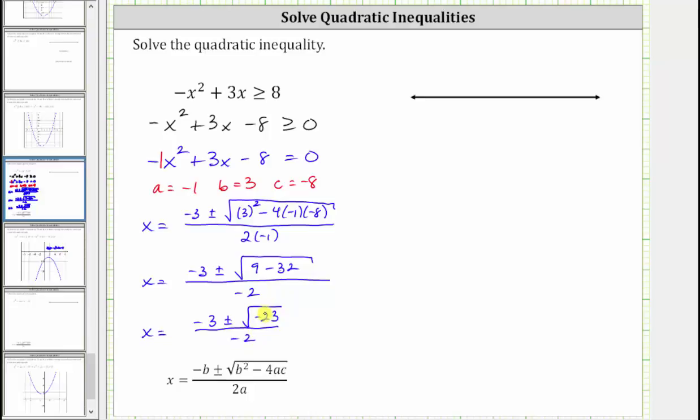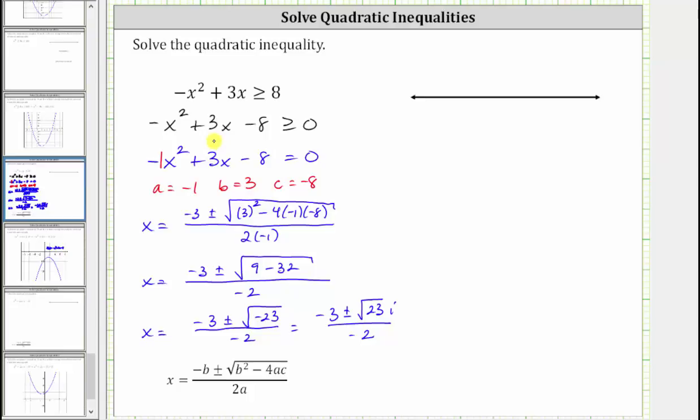Notice how the radicand is negative, and therefore the square root of negative 23 is imaginary. Remember, the square root of negative 1 is equal to i, and therefore this simplifies to the quantity negative 3 plus or minus i square root 23, or square root 23 i, all divided by negative 2. So notice how here the solutions to the equation are complex, which means there are no real solutions for x that satisfy the equation or make the expression on the left equal to 0, which means all the real values for x make the expression on the left either greater than 0 or less than 0, or positive or negative.